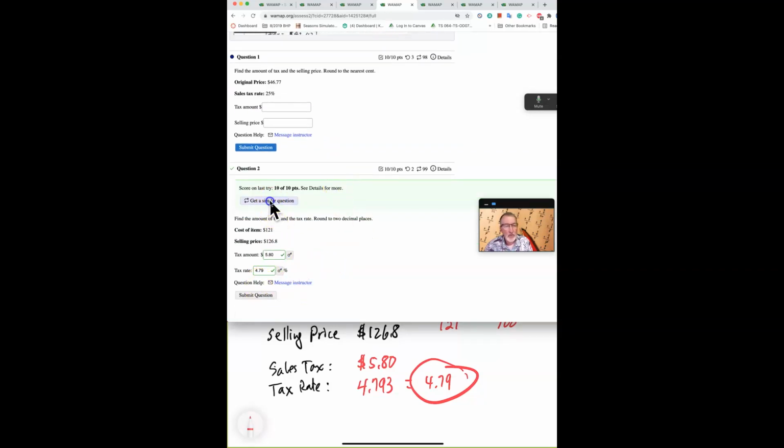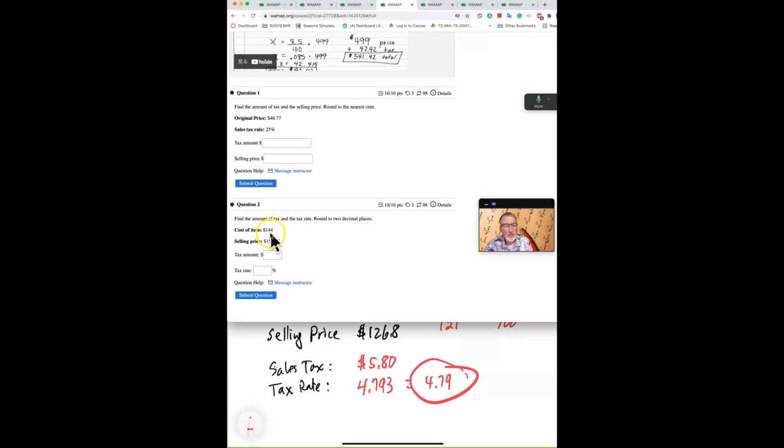Let's try a similar question here too. Cost of item, or the original price, is $144. Selling price is $158. So that means there is, what, $14.20 in tax there. That would be your amount. And then calculate the rate by dividing 14.27 by 144. Looks like it's going to be about 10%. Anyway, give that a try.